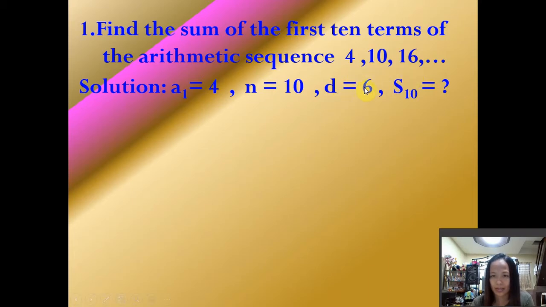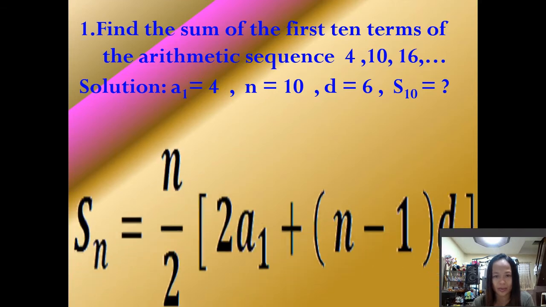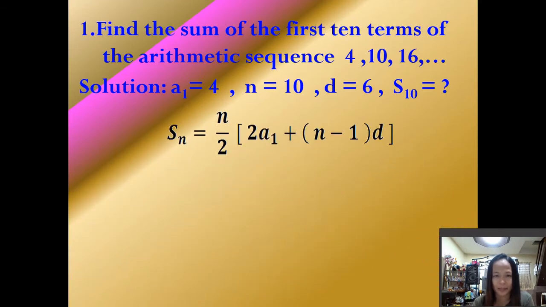How did we get 6? That is 10 minus 4, that's 6. 16 minus 10, that is also 6. So our common difference for this sequence is 6. And we are asked to determine the sum of the 10 terms. Are we given the last term? No, it's not. So obviously, we will be using the second formula.